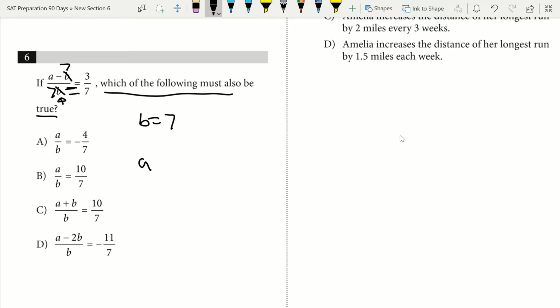Now I can say that a minus 7 is equal to 3, right? That a minus 7 equals 3. I can go ahead and solve for a now by adding 7 to each side. 7 plus 3 is 10, so now I know that a is 10 and b is 7.